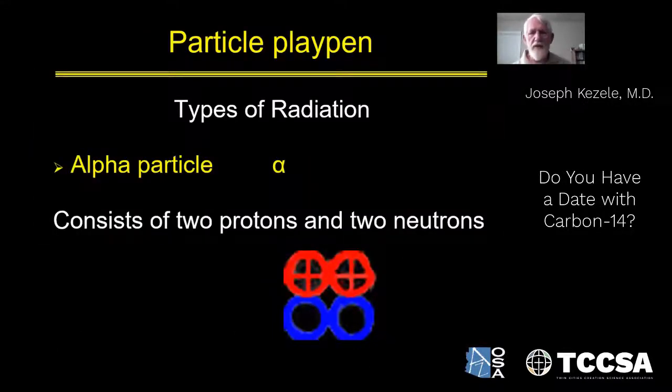There are three different types of radiation relating to the decay of carbon 14. An alpha particle consists of 2 protons and 2 neutrons. So it has an atomic mass of 4.